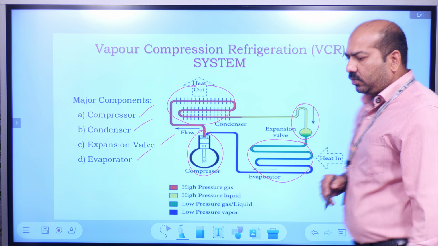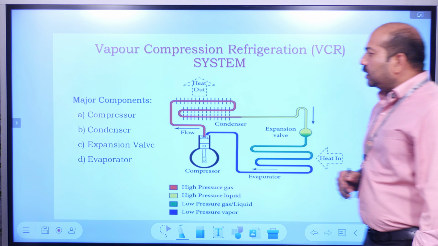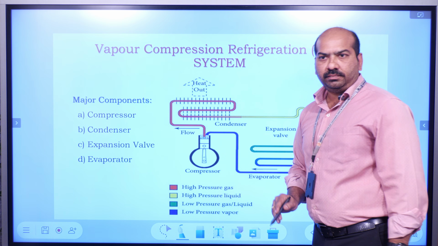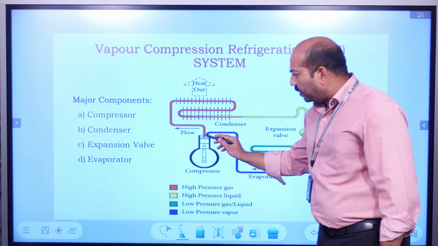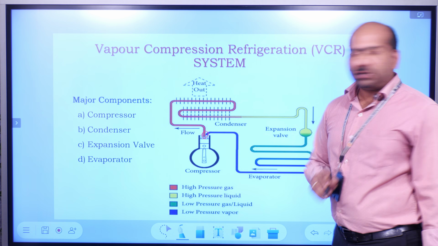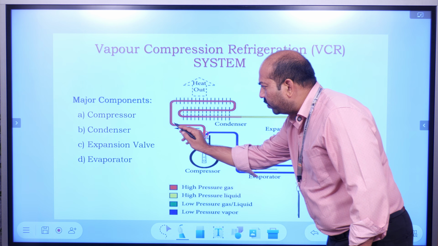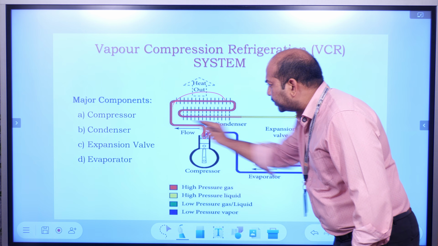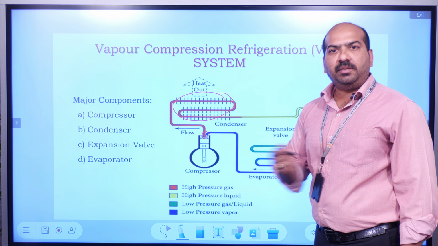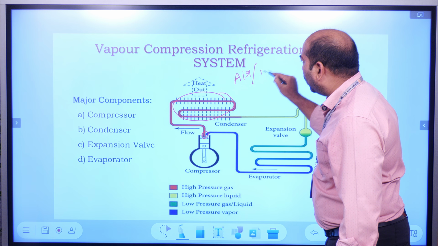Let us try to understand how a VCR system actually works. So let us start from here, from the compressor. From the compressor outlet, the condition of the refrigerant leaving is high pressure. So the high pressure vapor refrigerant leaving the compressor will be delivered to this condenser. In the condenser, heat rejection will take place to maybe air or water.